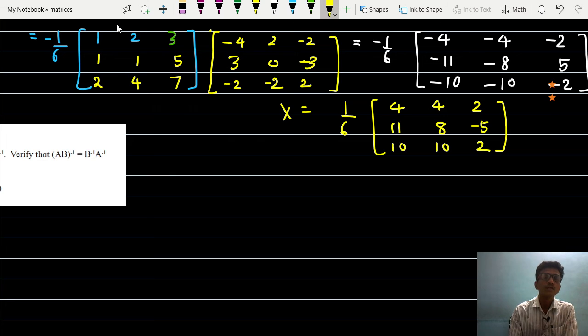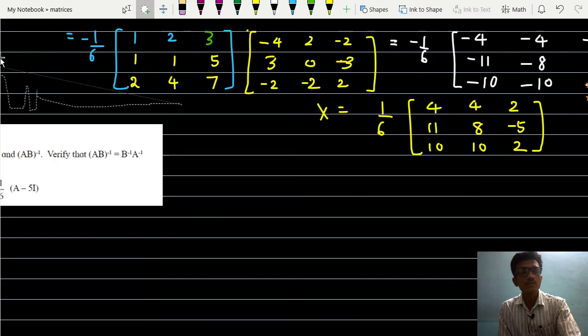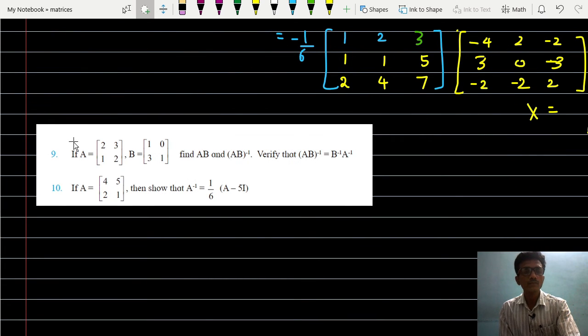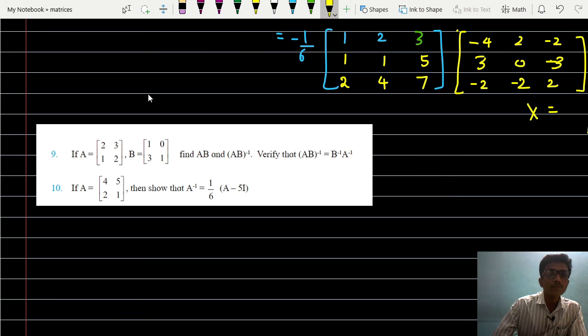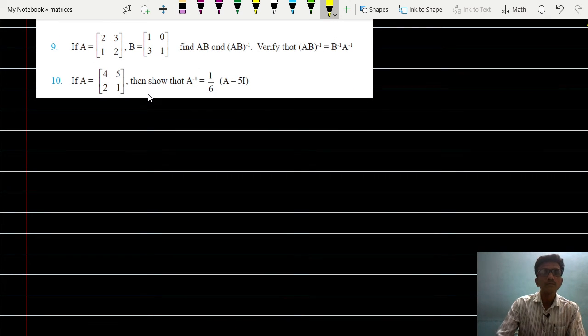Now we continue with the next example. The next example is here: A and B, these two matrices are given. So we find AB and the inverse of AB and verify that (AB) inverse is equal to B inverse into A inverse. So actually it is a property. We will verify this property by taking this example. So first of all ये AB multiplication हमको find करना है.